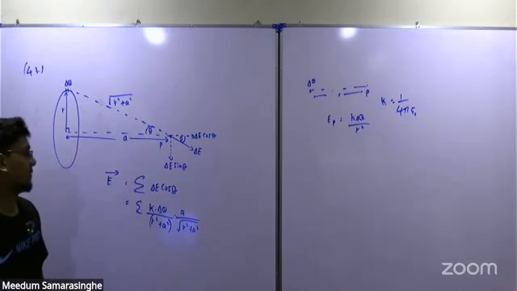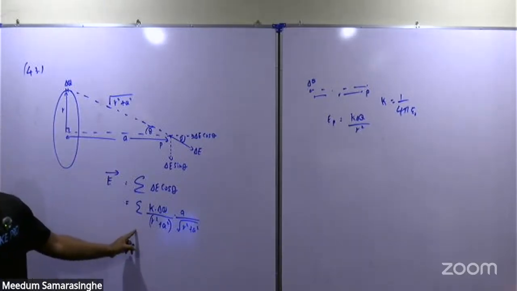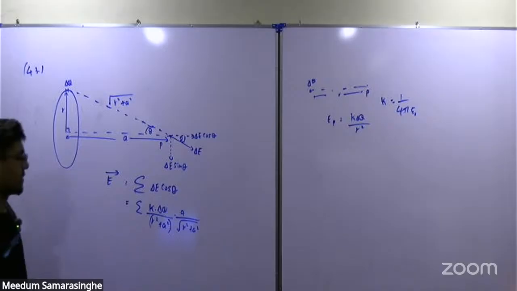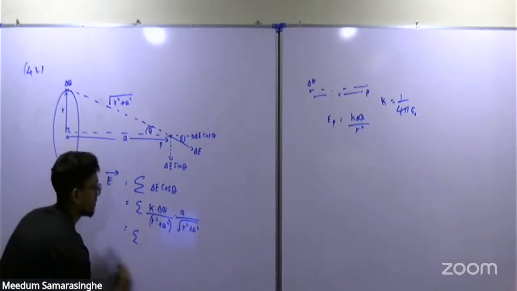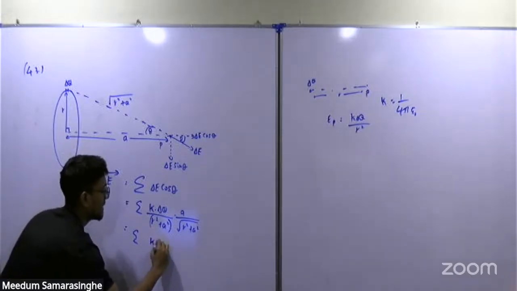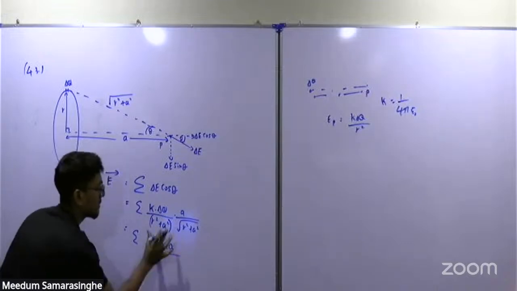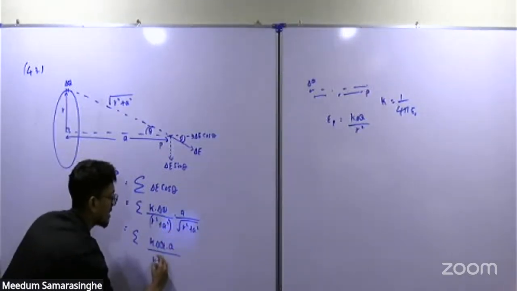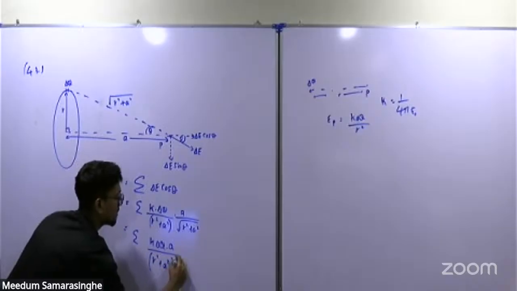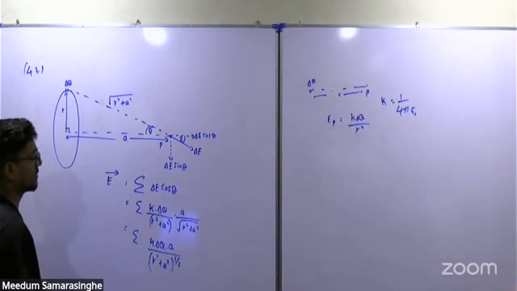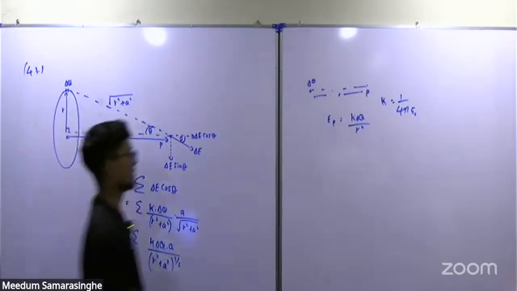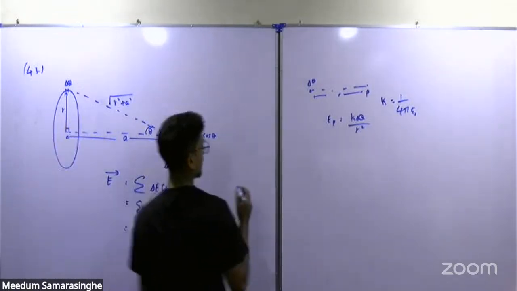Right? Sum of sigma is the sum. So now you have E equals sigma K delta Q times A over, when you take the product, R square plus A square to the power 3 over 2, right? 1 into half means 1 plus half, that is 3 over 2. Now you need to take the addition. How to take the addition? Addition of each individual point charge.